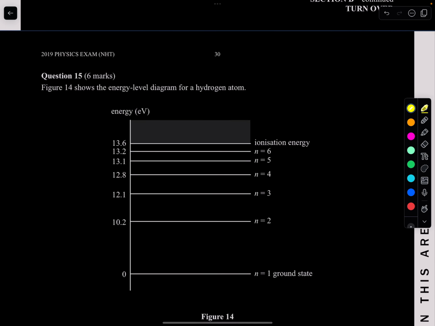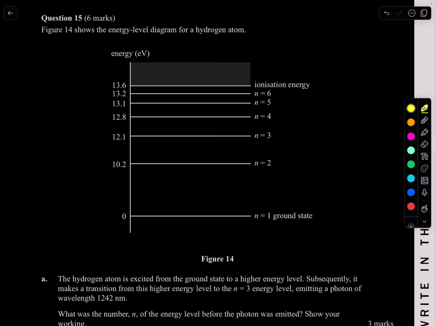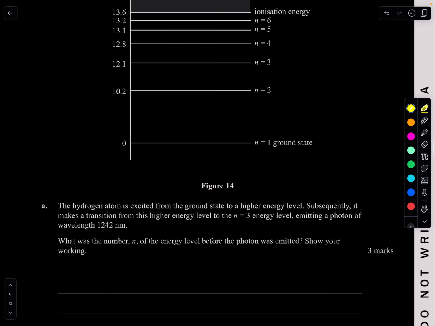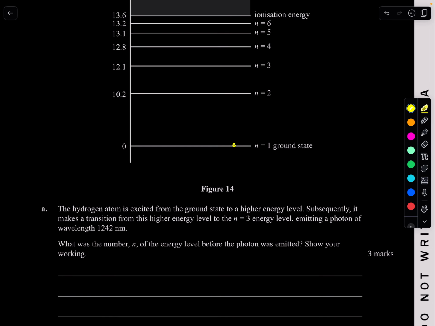Question 15. Figure 14 shows the energy level diagram for a hydrogen atom. So we're given this. The hydrogen atom is excited from the ground state to a higher energy level. Subsequently, it makes a transition from this higher level to the n equals 3 energy level, emitting a photon of wavelength 1,242 nanometers. What was the number n of the energy level before the photon was emitted?